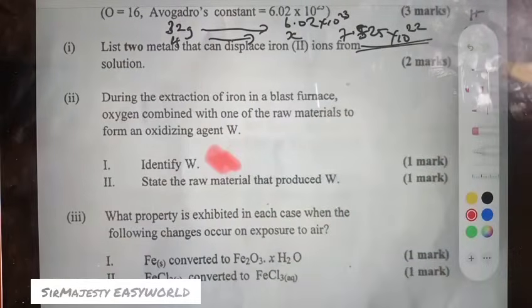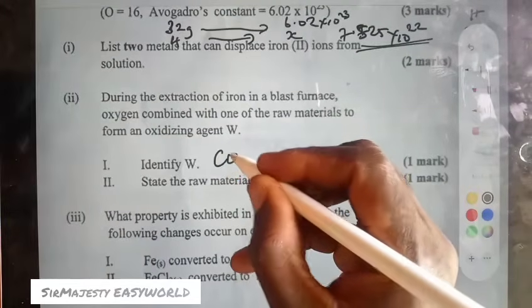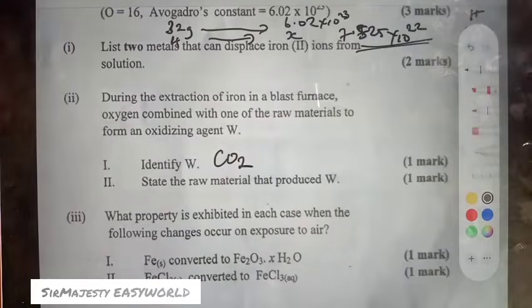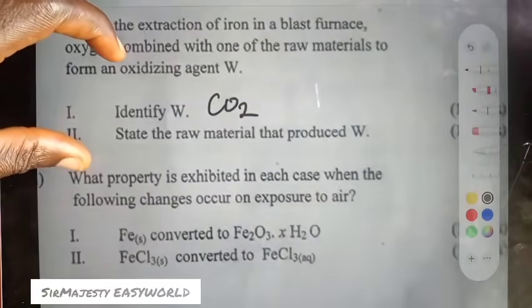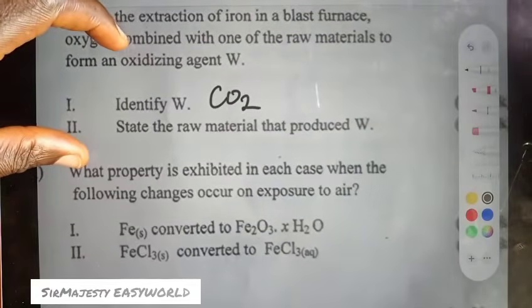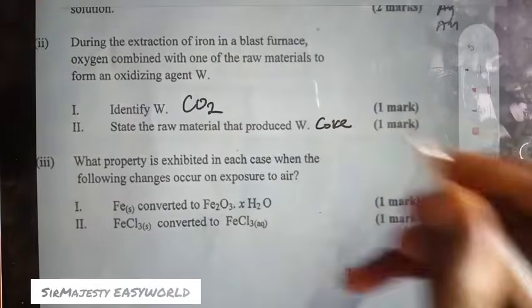You cannot say that the oxidizing agent is carbon. It's not, it's CO2, because CO2, carbon dioxide, is oxidizing. Of course, elements in their higher oxidation state are more oxidizing than those that have a low oxidation state. Then state the raw material that produced it, which should be the coke, which is the carbon.